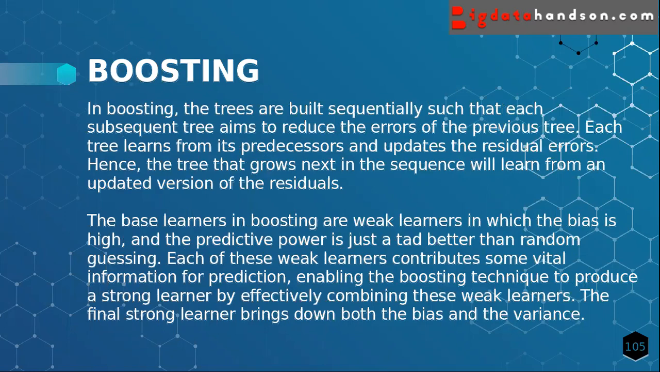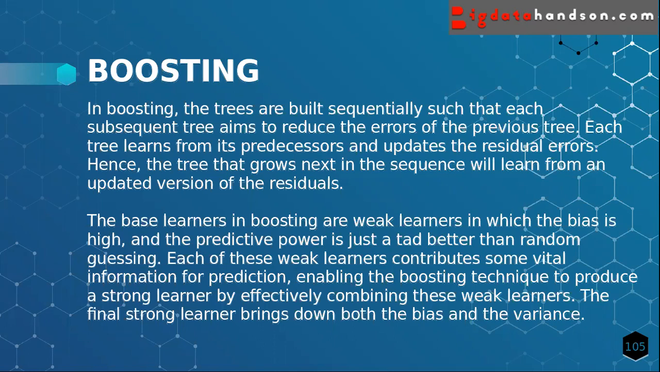The boosting method I have explained before, running one by one. Running the first decision tree and then the second decision tree, it will try to improve the errors of the previous decision tree. In boosting, the trees are built sequentially, such that each subsequent tree aims to reduce the errors of the previous tree. Each tree learns from its predecessors and updates the residual errors. Hence, the tree that grows next in the sequence will learn from an updated version of the residual.